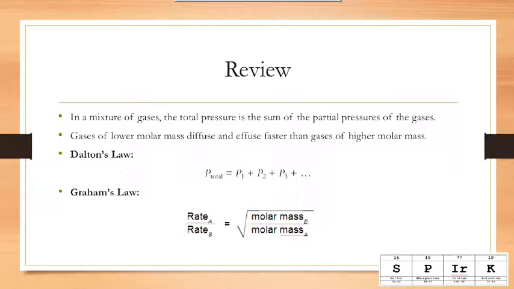So in review, in a mixture of gases, the total pressure is the sum of the partial pressures of the gases. Gases of lower molar mass diffuse and effuse faster than gases of higher molar mass. Dalton's law is P total equals P1 plus P2 plus P3 and so on for all the partial pressures. And Graham's law is rate of A over rate of B equals the square root of the molar mass of B over the molar mass of A.